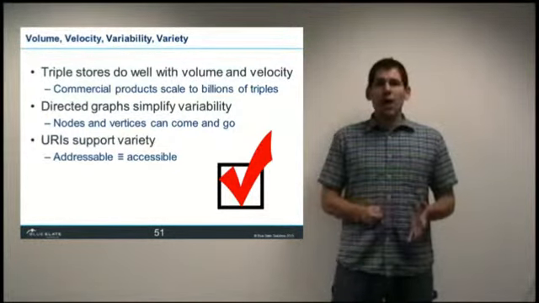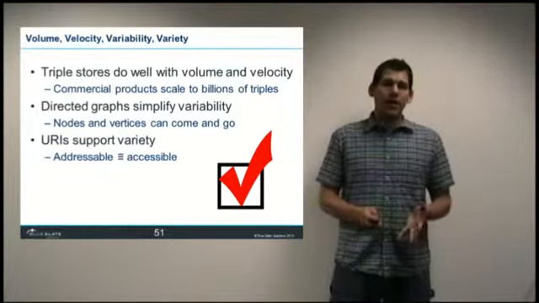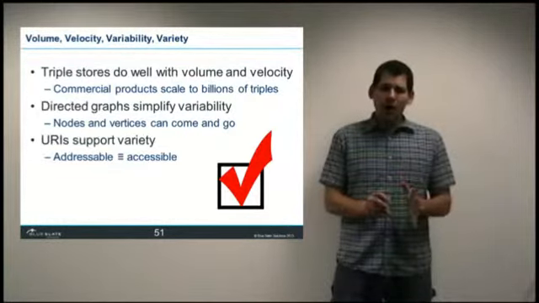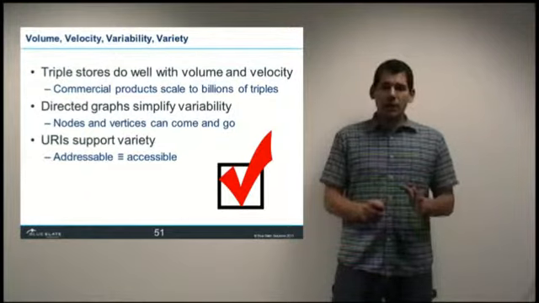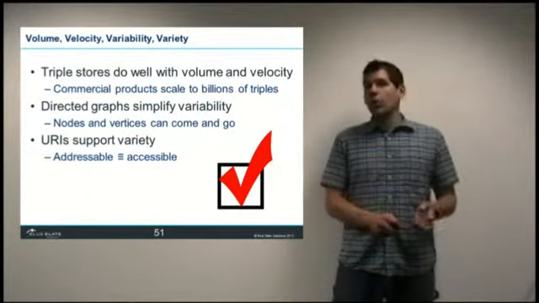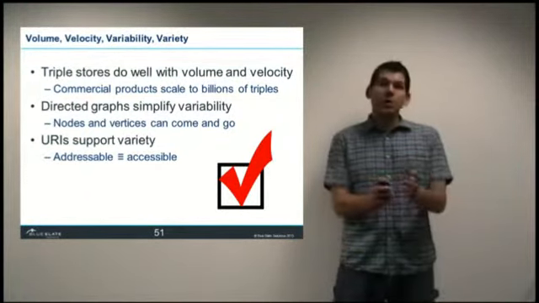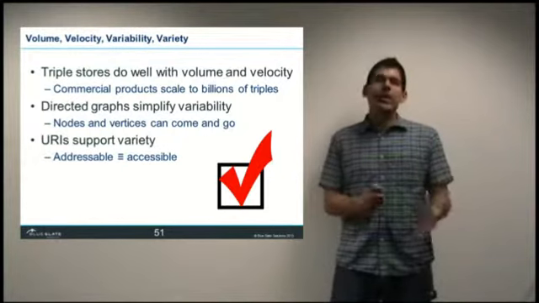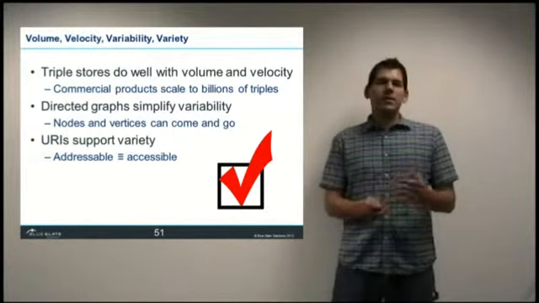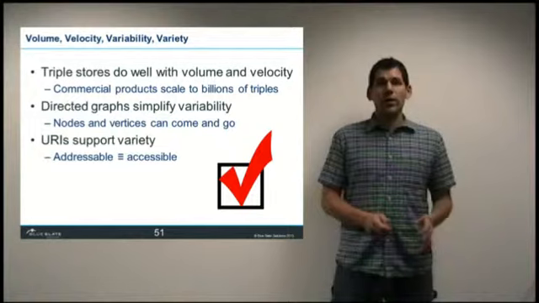The concept of URIs also lets you deal with variety, meaning that with a URI, you can have the concept of an orange from one source, the concept of an orange from another source. But because we put a URI on the front, we can name them the same thing, but still have those be distinct and understand where they came from.